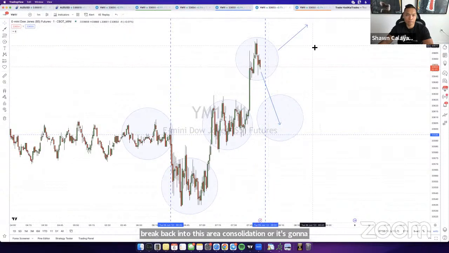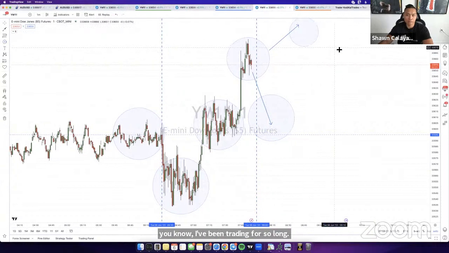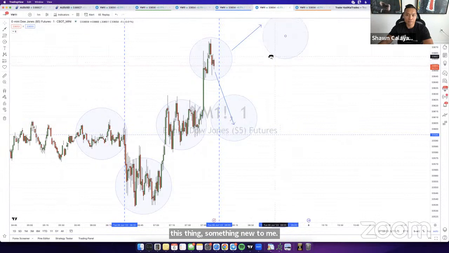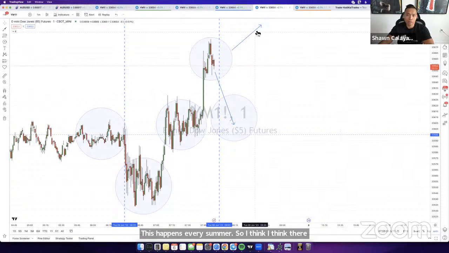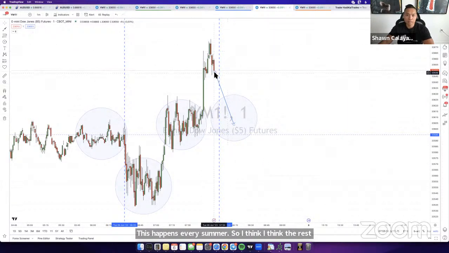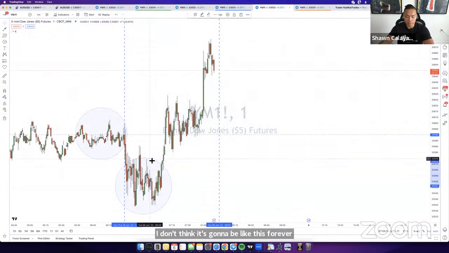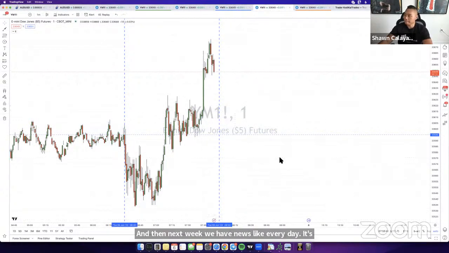So it's just the same pattern, guys. I've been trading for so long. I've seen these patterns every summer. It's not like this is something new to me. This happens every summer. So I think the rest of the month of June, I don't think it's going to be like this forever. It's just going to be like this maybe for this week. And then next week we have news like every day. It's inflation week and Fed week. So I think price is going to start moving again next week. And then after that, it might slow down a bit.